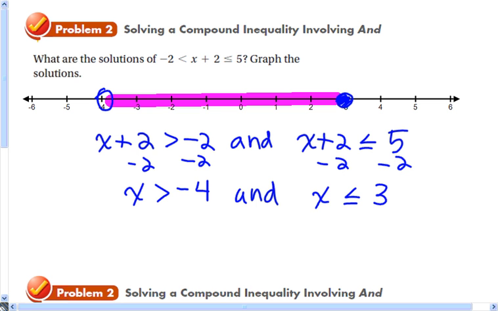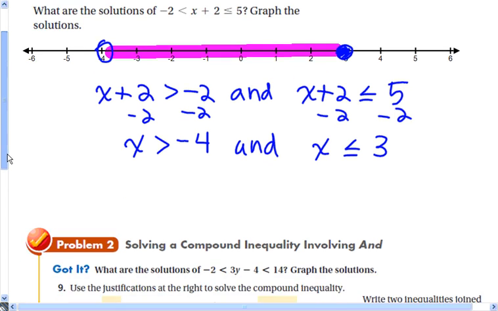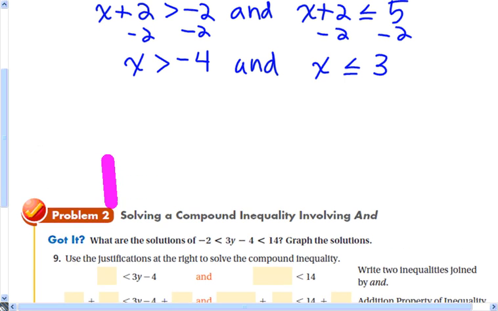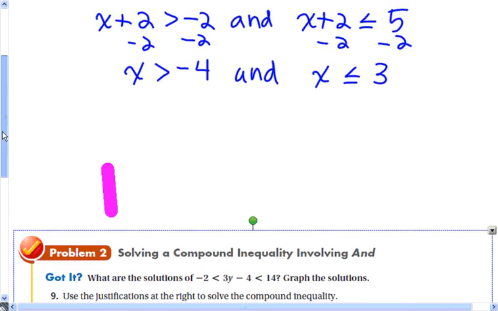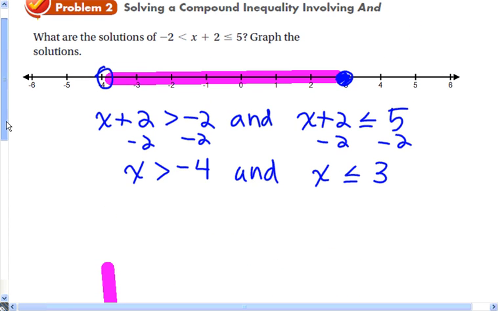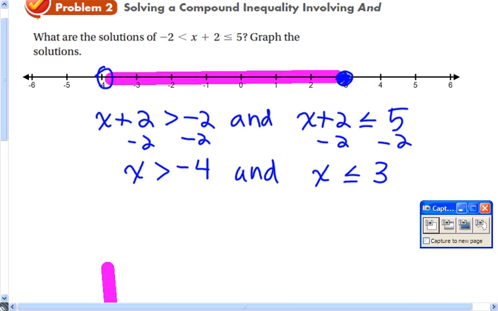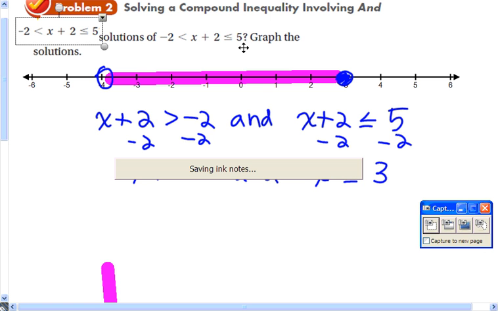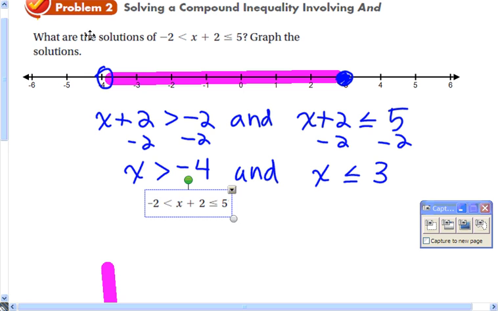And that's the graph. Now, some of you may have noticed that when I was solving it, I subtracted 2 from both of them. So what we could really do here is just use the whole inequality to subtract 2 from all sides. And I'll show you what that would look like. We should get the right answer.